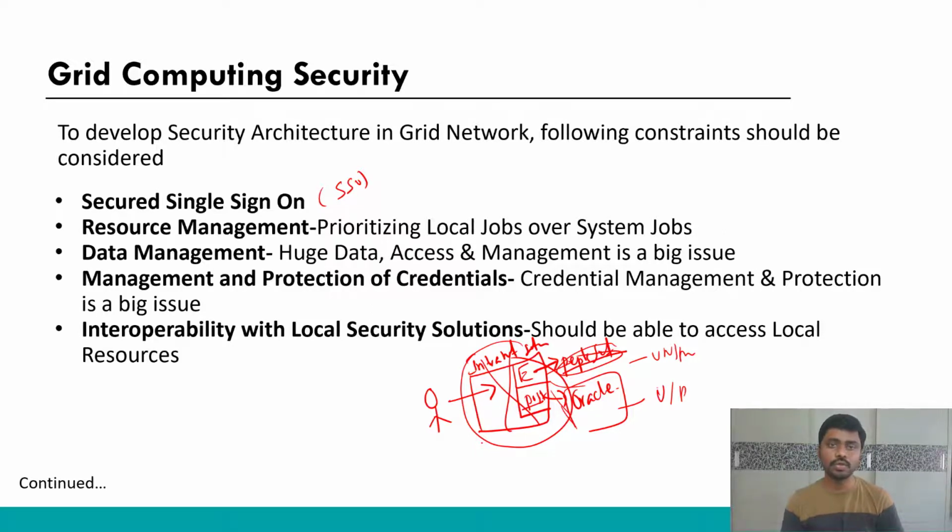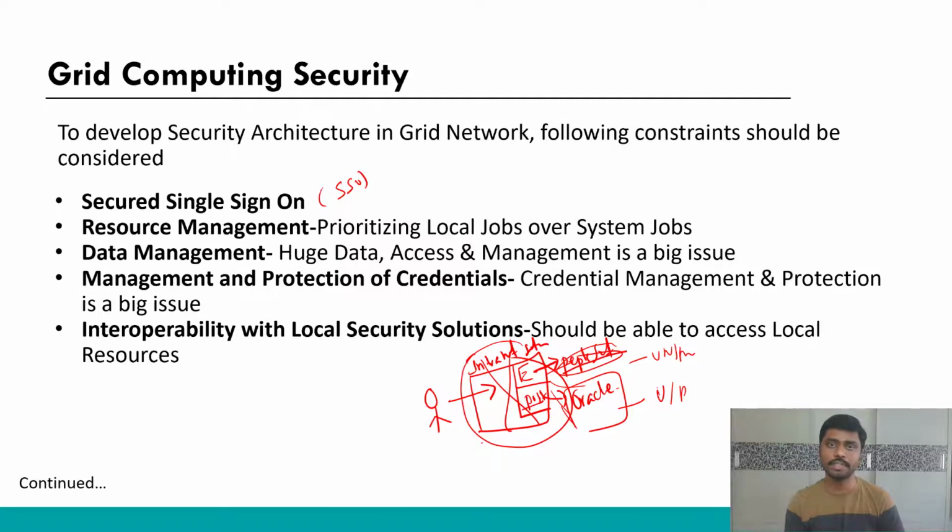And then resource management, this is also very important. When you are offering your machine to the grid, you need to ensure that local jobs are prioritized over system jobs. Meaning first and foremost you need to ensure your machine is responsible for the local jobs. Once your personal jobs are done, then you can take care of the system jobs.